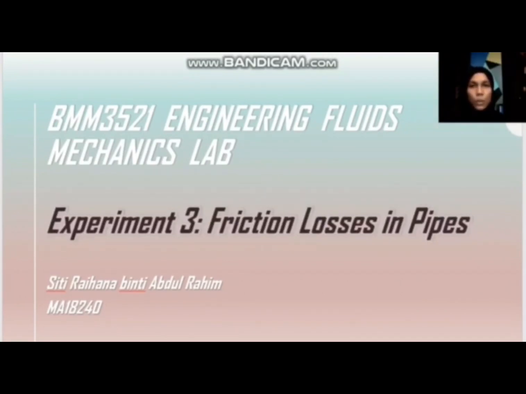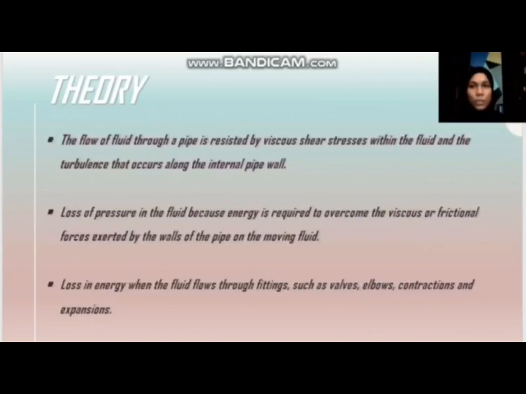So I will continue our presentation on the theory of friction loss in pipes. When a gas or a liquid flows through a pipe, the flow of fluid is resisted by viscous shear stresses within the fluid and the turbulence that occurs along the internal pipe wall. Due to this, there will be a loss of pressure in the fluid because energy is required to overcome the viscous and frictional forces exerted by the walls of the pipe on the moving fluid.